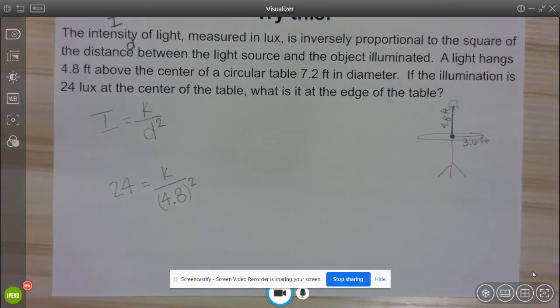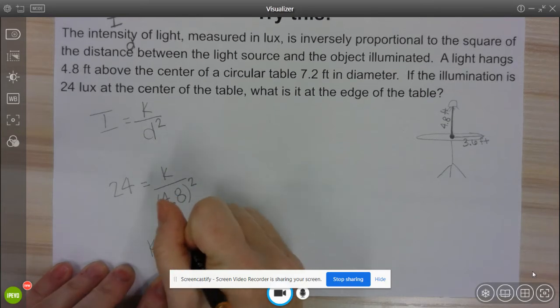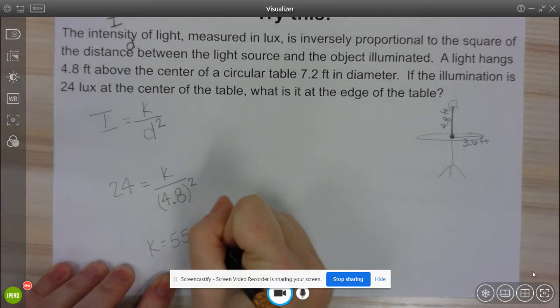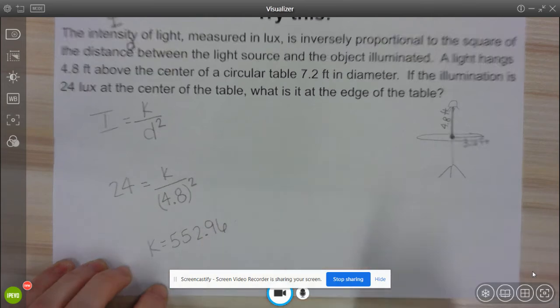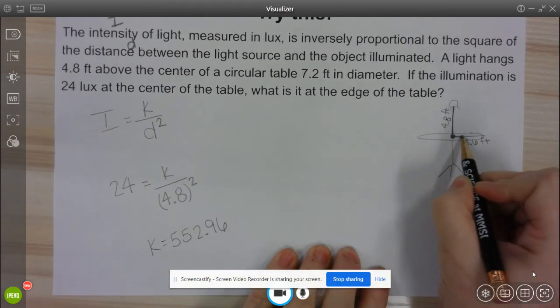So I'm going to square 4.8, which gives me 23.04. And then I'm going to multiply that by 24. So my constant is 552.96. Okay. Now here comes the crummy part.